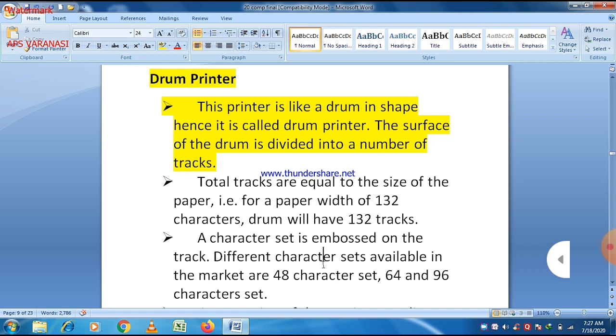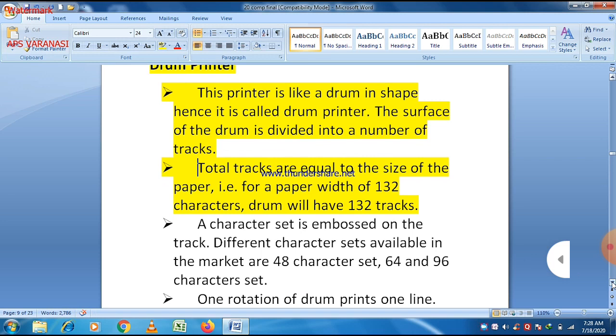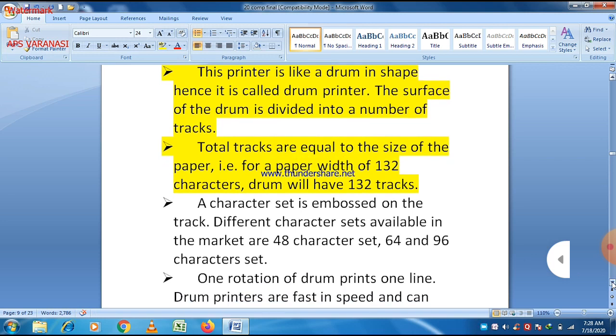For paper with a width of 132 characters, the drum will have 132 tracks. So the total tracks are equal to the size of the paper, and if the paper width is 132 characters, then the drum will have 132 tracks. This is a very important point regarding the drum printer. Next point is that a character set is embossed on the track. Different character sets available in the market are 48, 64 and 96 character sets.